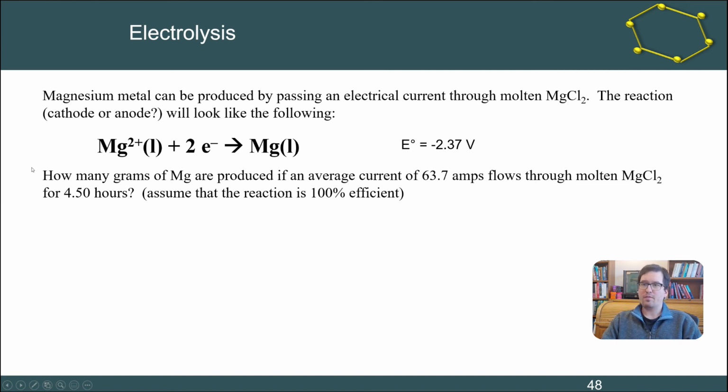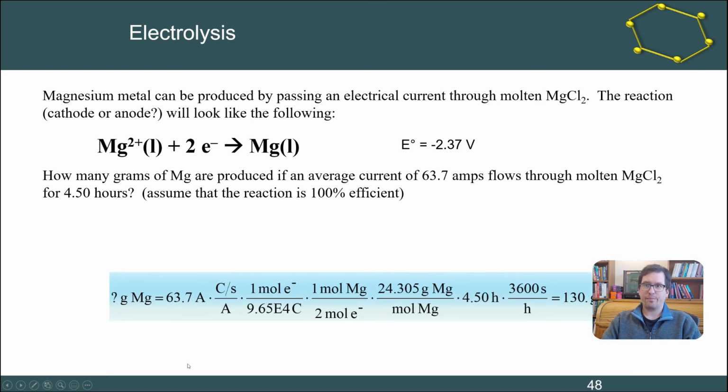So how many grams of magnesium are produced if an average current of 63.7 amps flows through magnesium chloride? All right, so we've doubled the amperage, but magnesium, though, we have to put 2 electrons on it in order to get it to zero valent magnesium. So let's see what that looks like.